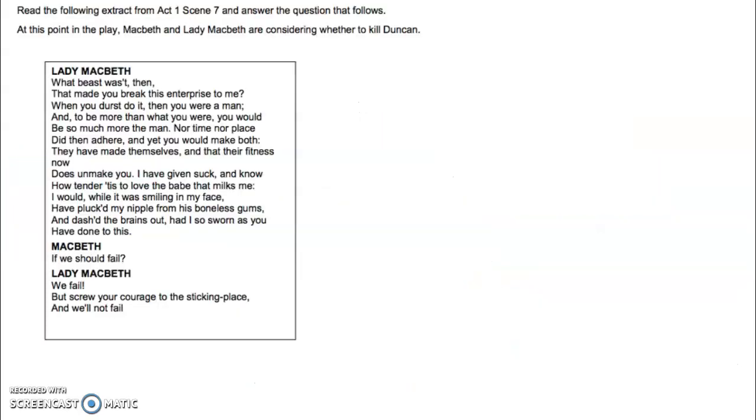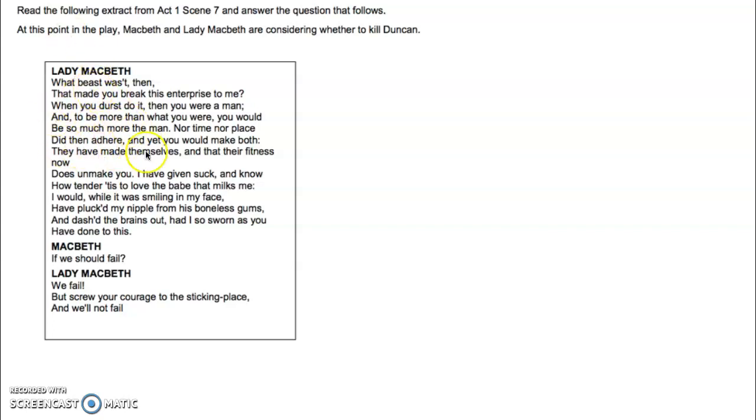Well, that's all good and well, but how can you write about structure in an exam question? Well, let's just remind ourselves of what a question might look like. It will say something like this: read the following extract from Act 1, Scene 7 and answer the question that follows. At this point in the play, Macbeth and Lady Macbeth are considering whether to kill Duncan. So there's your first clue. The fact that the exam board are giving you where this event happens suggests that you've got to talk about the significance of why it happens there, and why structurally it's important to the house that is the play.